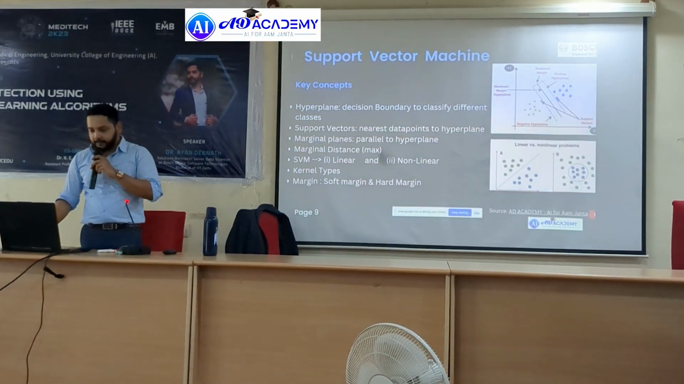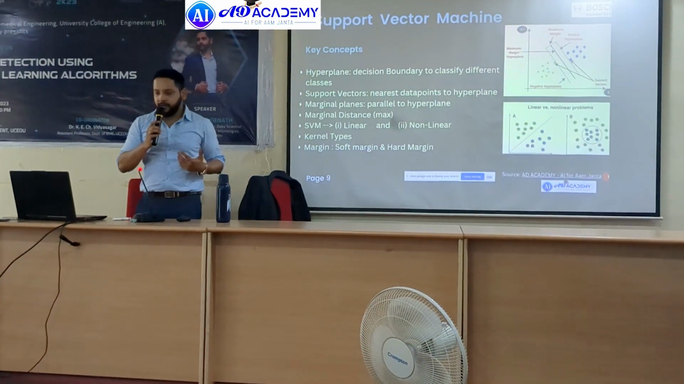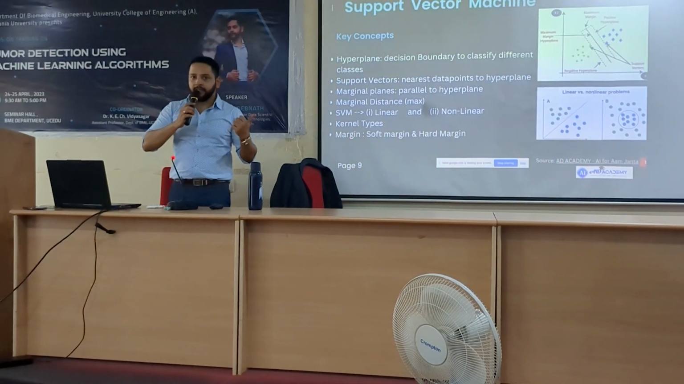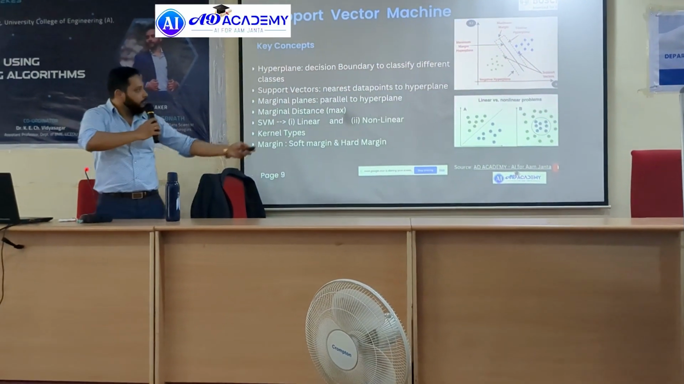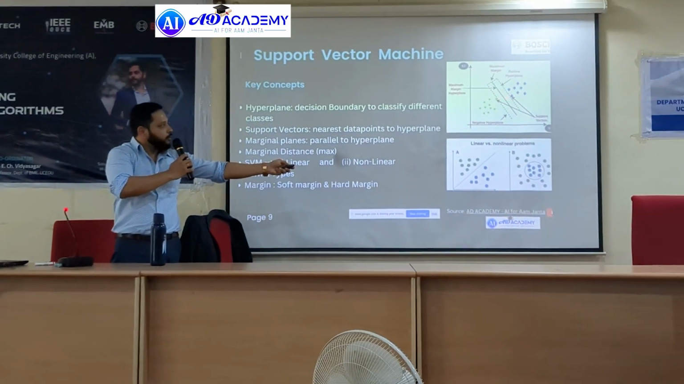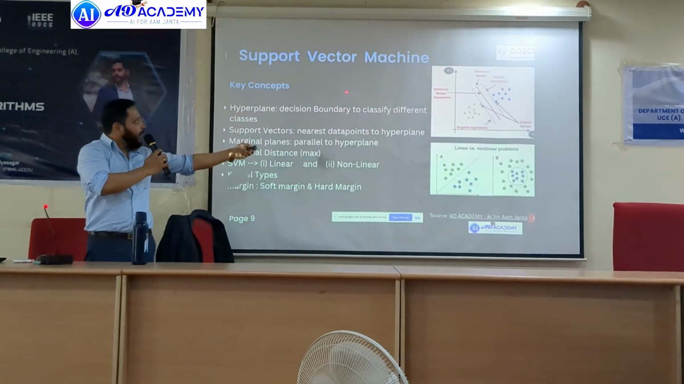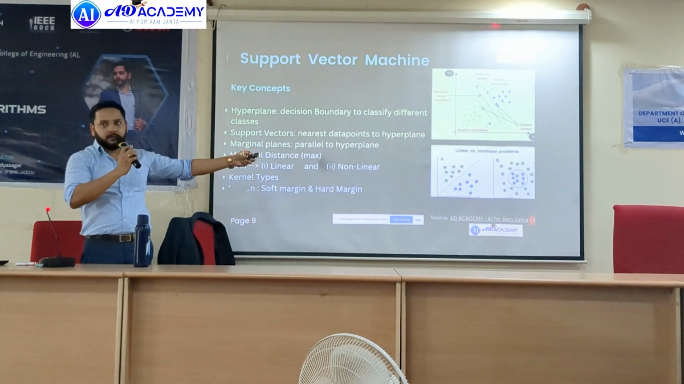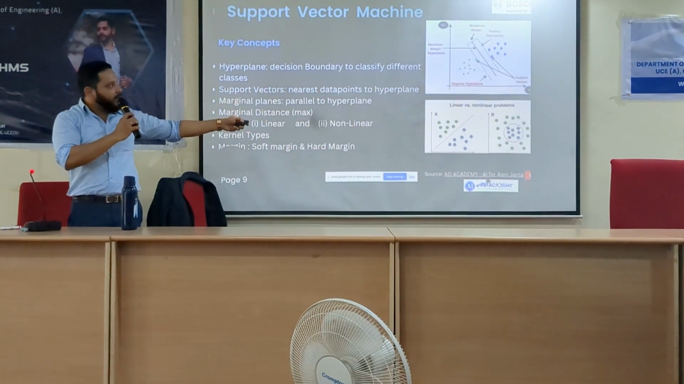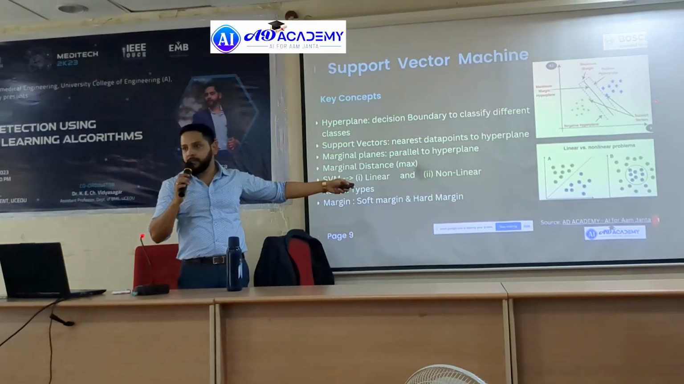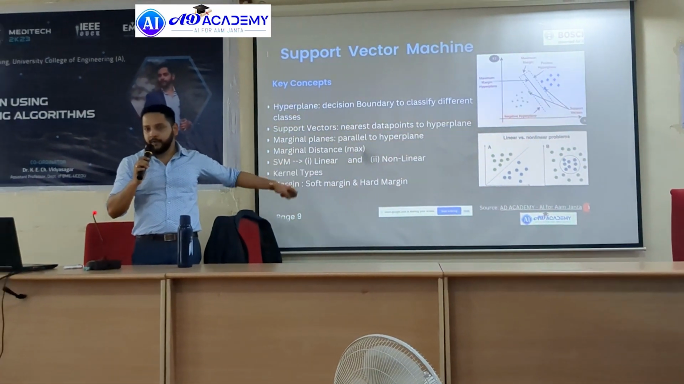Now another key concept, like I have mentioned: the hyperplane is a decision boundary which is classifying these two defined classes. Support vectors are the vectors which are nearest to the hyperplane. Here, this point is the nearest to the hyperplane, so it is one support vector, this is another support vector, and by that it is named support vector machine. The planes parallel to the hyperplane and passing through the support vectors are known as marginal planes.